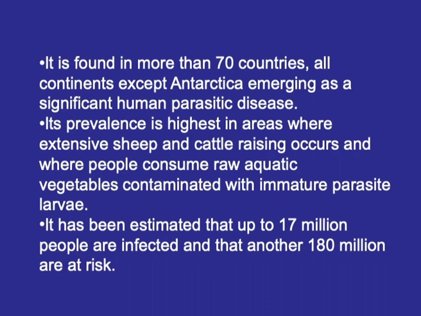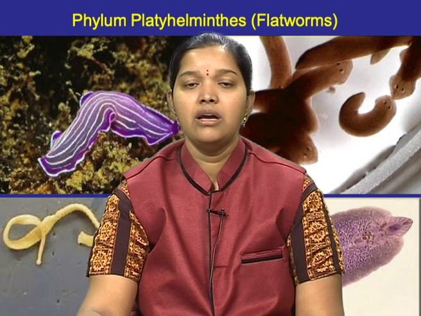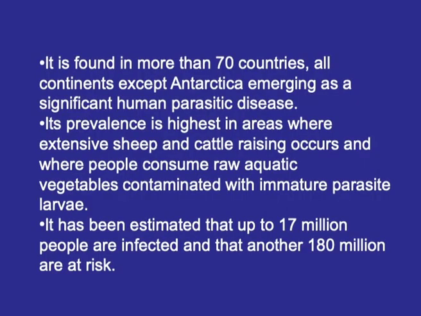This is of significance because it is the largest parasite-borne disease in human beings, and it mainly occurs in human beings who live in areas where sheep and other cattle are raised, and also in those who eat raw aquatic vegetables. It was estimated that over 17 million people are already infected by this parasite and 180 million people are at risk.